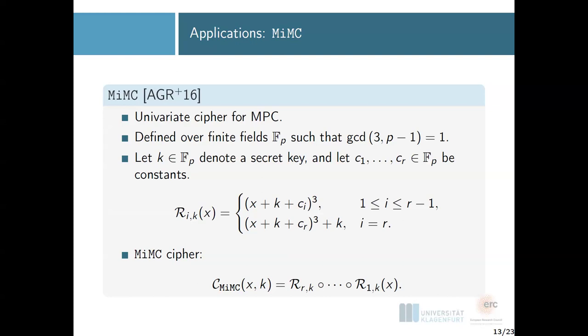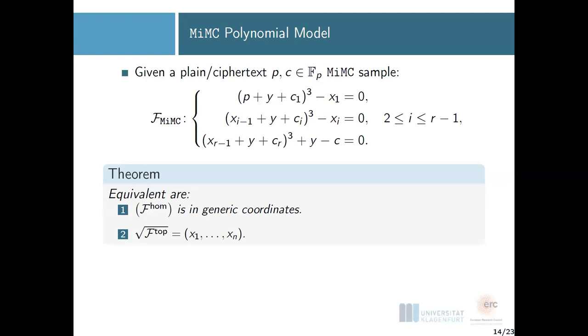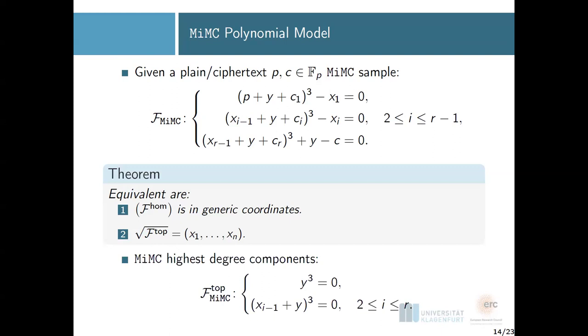And this also admits a very simple polynomial system if you have a plaintext-ciphertext pair of a MiMC instance. So we model the MiMC as a system of iterated equations. In the first round, we have plaintext plus key variable plus constant, to the power of 3, minus x1. Next round, we have x1 plus key plus c, to the power of 3, and so on. And now I claim that this is in generic coordinates. For this, we first compute f top of this polynomial system. The first round has just nonlinear terms in y, so it is going to have highest degree component y to the power of 3. And the lower equations will have highest degree component xi plus y to the power of 3, and the constant drops out.